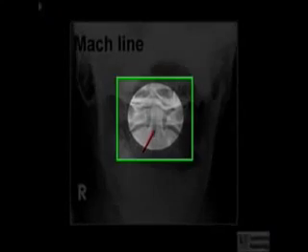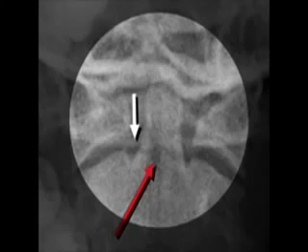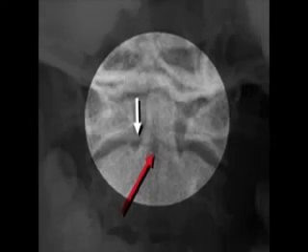This red arrow points to a black line, which is called a Mach line, which is produced as a manifestation of the rods and cones in our retina and our occipital cortices, but actually is not present anatomically. Mach lines always occur adjacent to usually large white structures. In this case, it's the neural arch of C1, indicated by the white arrow. And if you're unsure of whether it's a fracture or a Mach line, you could look at the lateral radiograph. The Mach line will not be present on the lateral radiograph.